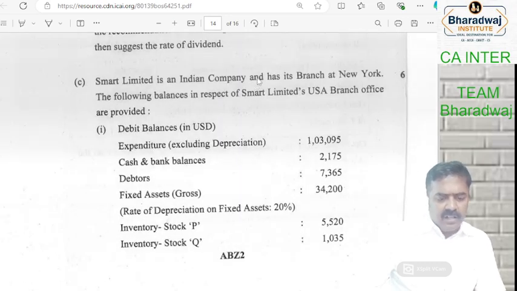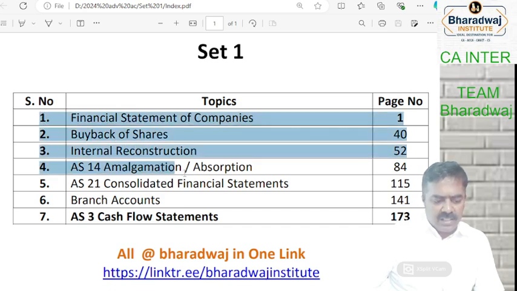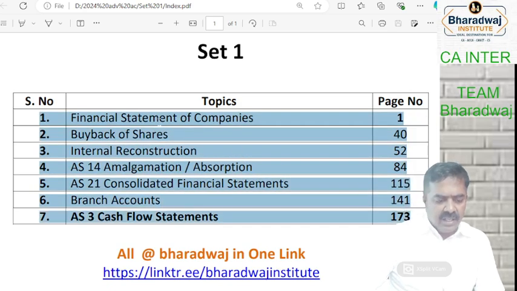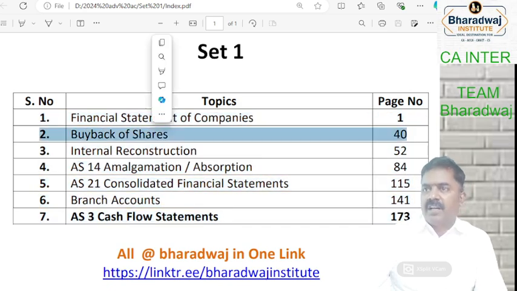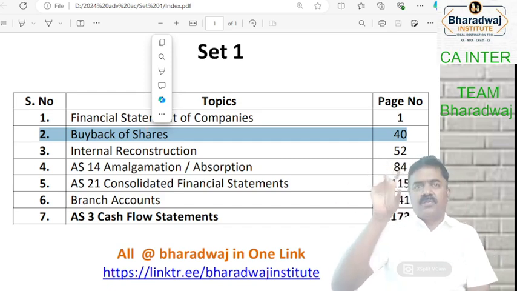Then they have given Indian branch, New York. That is part of branch accounts. In this last exam, everything was tested except buyback of shares, which was tested in multiple choice questions. One case was given with 5 questions.